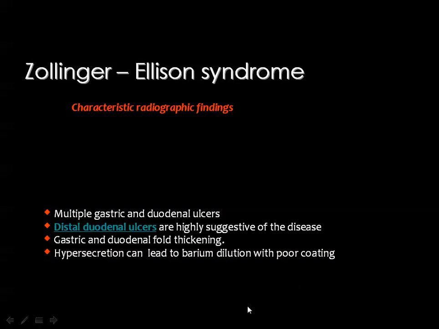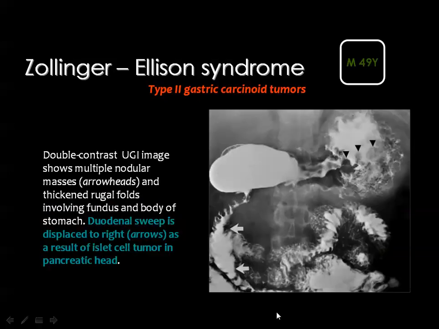You know that the most common site of the peptic ulcer in the duodenum is in the first inch of the first part, or what we call the duodenal bulb. But if you see duodenal ulcers in the distal parts of the duodenum, in the second and the third part of the duodenum, then you may think of this particular syndrome. Then gastric and the duodenal mucosal fold thickening and the hypersecretion, as I have said, can lead to barium dilution and poor coating of the mucosa.